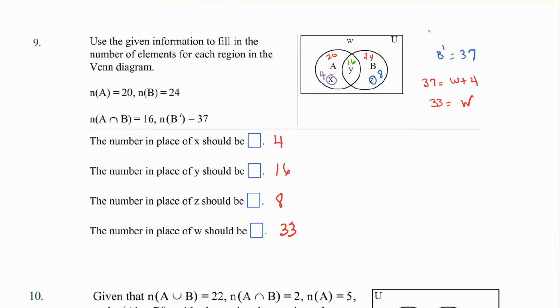All right, so we're going to use the information to fill in the number of elements for each region in the diagram. So we are given that the number of elements in A is 20, the number of elements in B is 24, A intersect B, that means what's common between these two, is 16. And B prime, everything not in B, is 37. All right, so in place of X, what is this value here? It's 20 minus 16.